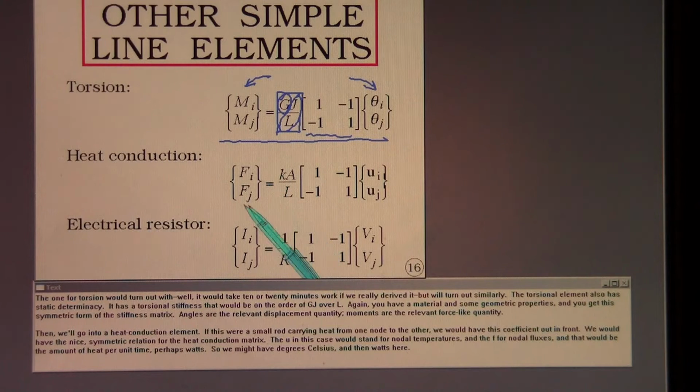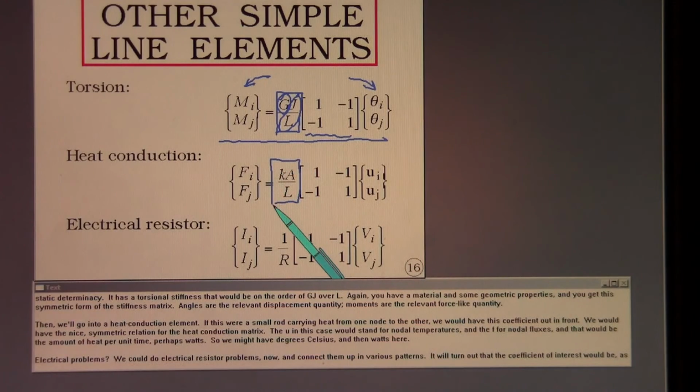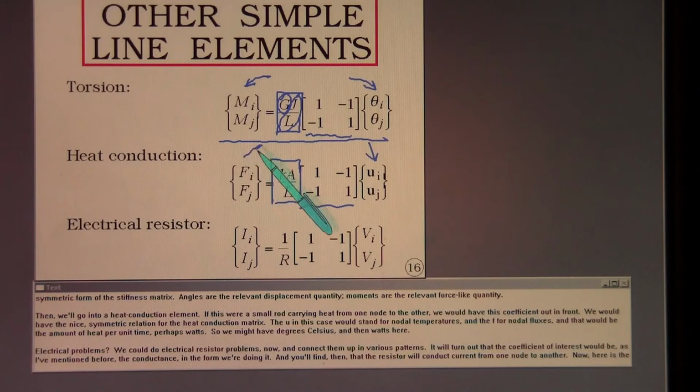Then we'll go into a heat conduction element. If this were a small rod carrying heat from one node to the other, we would have this coefficient out in front. We would have the nice symmetric relation for the heat conduction matrix. The U in this case would stand for nodal temperatures and the F for nodal fluxes, and that would be the amount of heat per unit time, perhaps watts. So you might have degrees Celsius and then watts here.